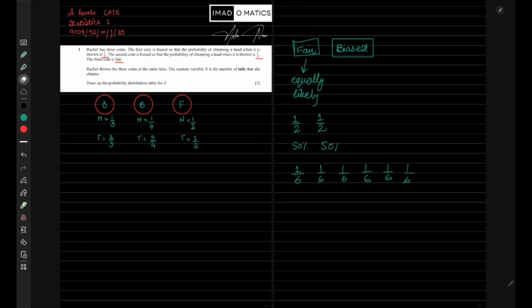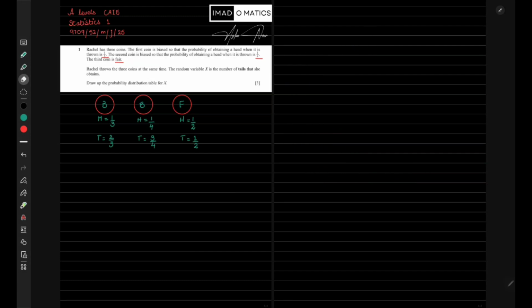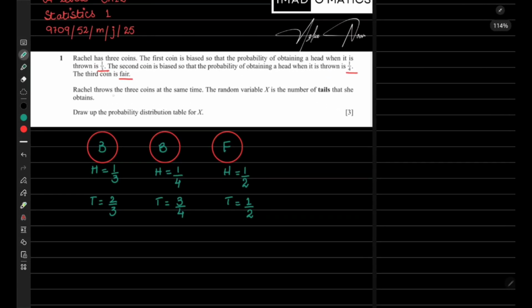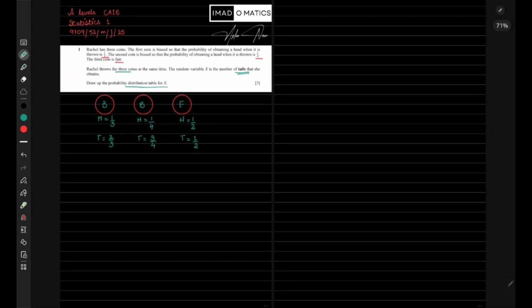Now let's read the rest. Next part of the question, they say that Rachel throws 3 coins at the same time. The random variable X is the number of tails that she obtains. They ask to draw up the probability distribution table for X. They have defined the random variable X to be the number of tails we get, and we need to make a probability distribution table for it.